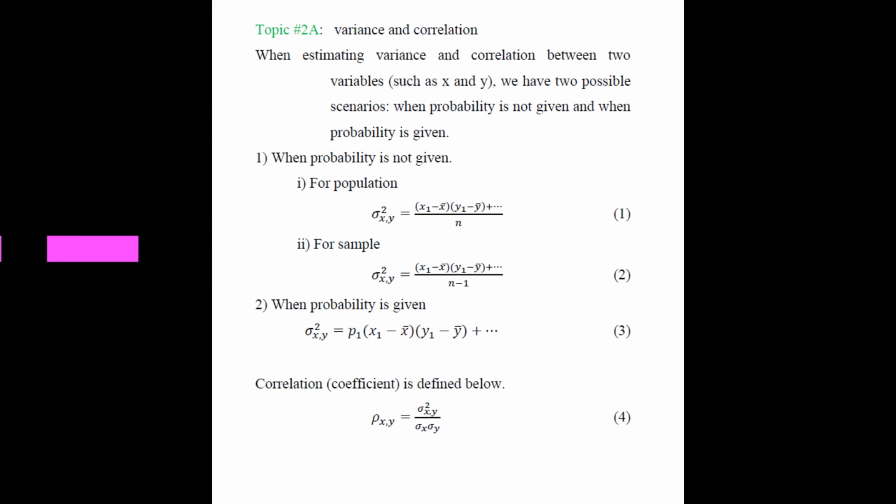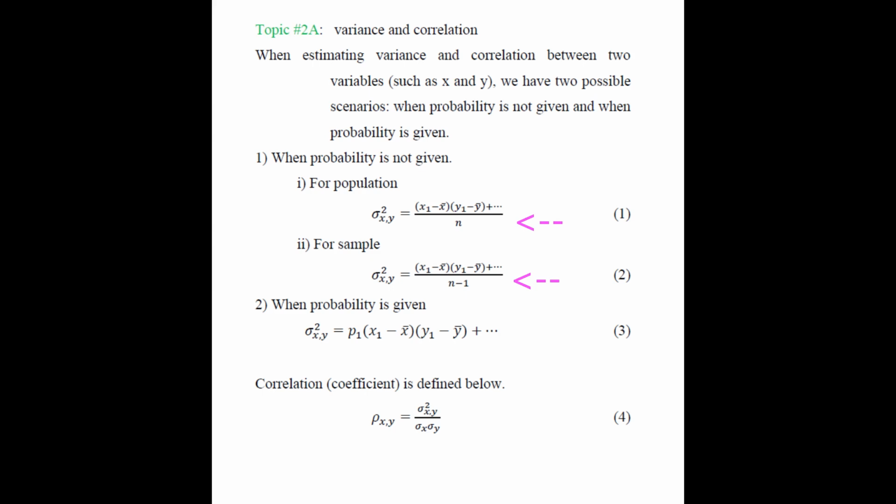When the probability is not given, this indicates we have two columns with observations. And for this scenario, we have two possible calculations. One is for the population, the second one is for the sample. The only difference is the denominator, 1 divided by n. For the sample, we divide our summation by n minus 1.